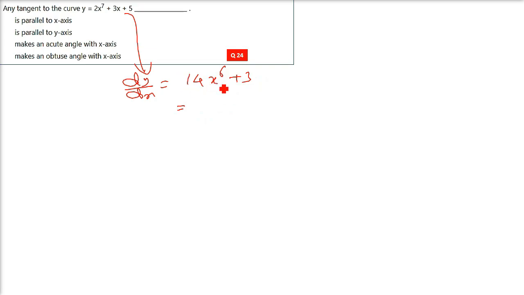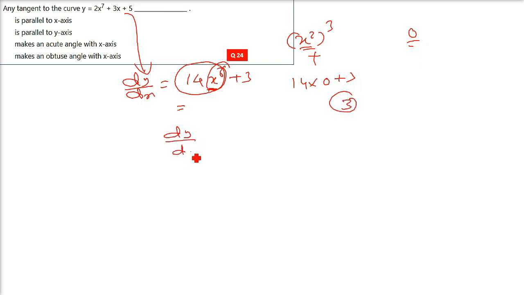Now x raised to 6 is what? It's even. What does it mean? It's x square to the power 3. Forget about 3, but x square will always be positive. Negative 1 whole square is always 1. So this will always be positive, right? So the minimum value of x can be what? The minimum positive value is 0 in any computation of mathematics. So if the minimum is 0, then 0 into 14 is 0, plus 3.